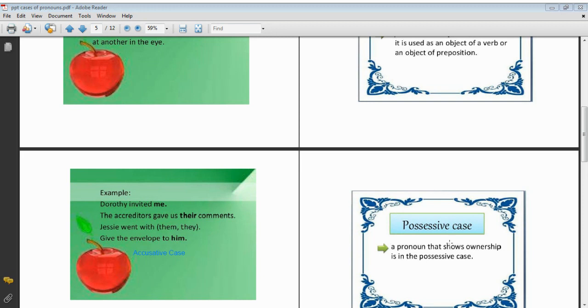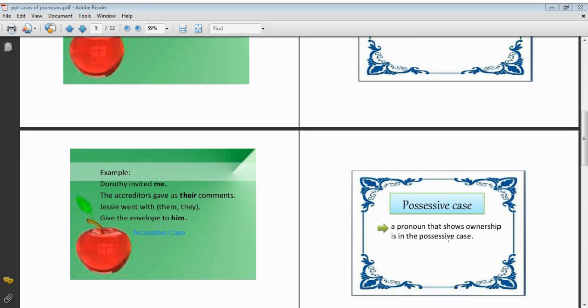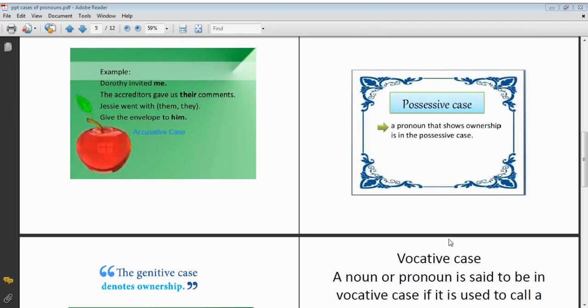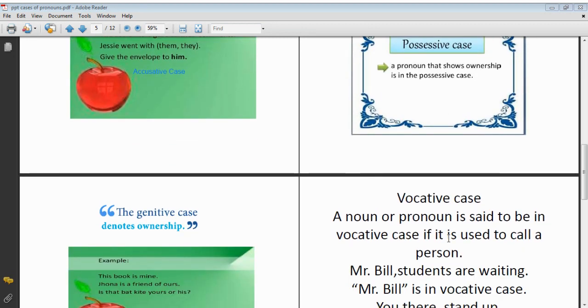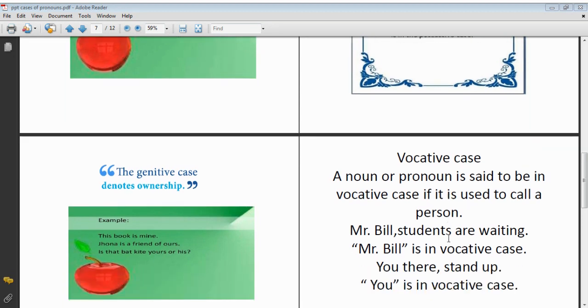Then we come to the next category, and that is the possessive case. A pronoun that shows ownership is in the possessive case. It means that a possessive case shows ownership or possession. And the other name of the possessive case is the genitive case. It also denotes ownership. Both of these terminologies can be used by the examiner in the exam.